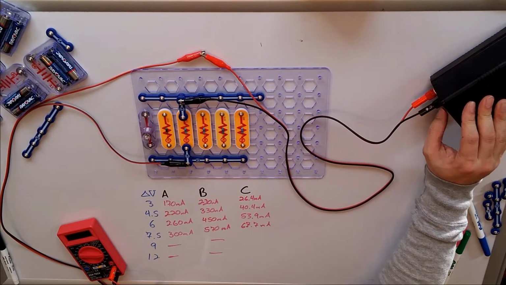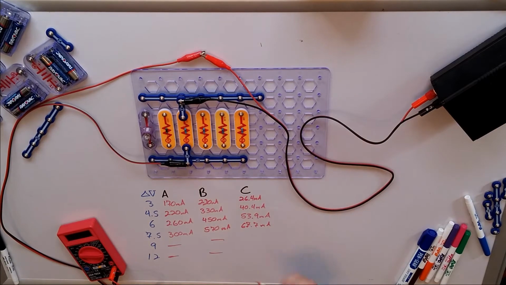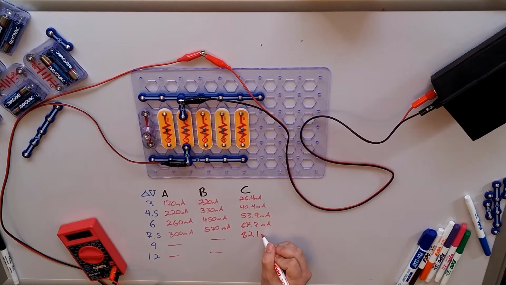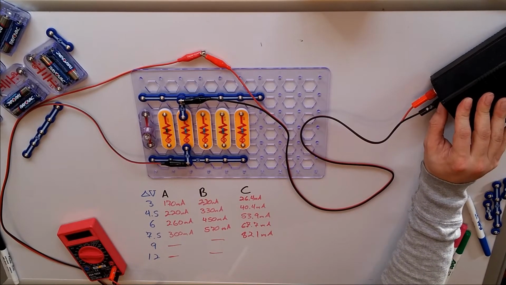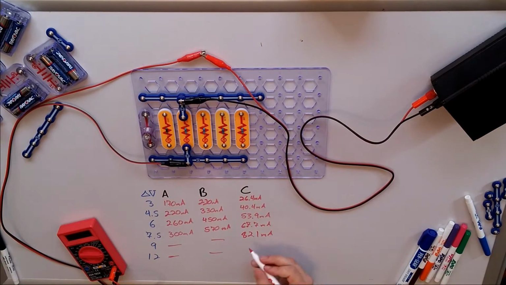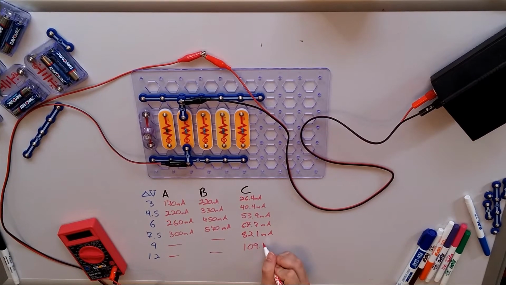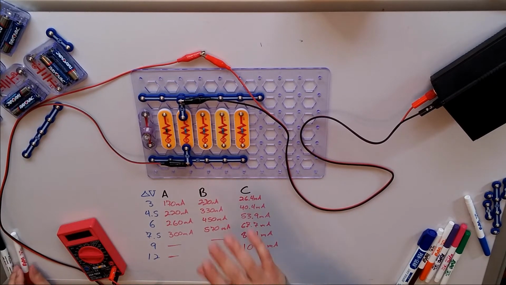Here we go. So 9 volt, 82.1 milliamp, and 12 volt, here we go, 109.1 pretty much. It was fluctuating some. Ideally, I'd give it some time to stabilize, but I don't want this thing to overheat.